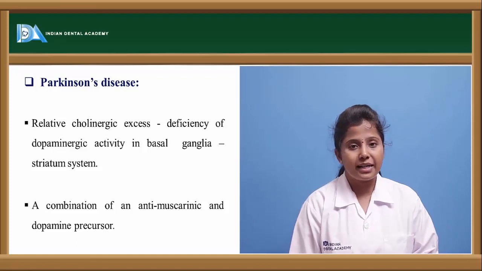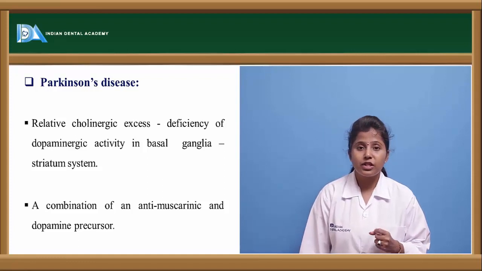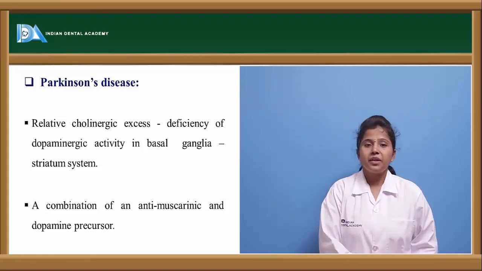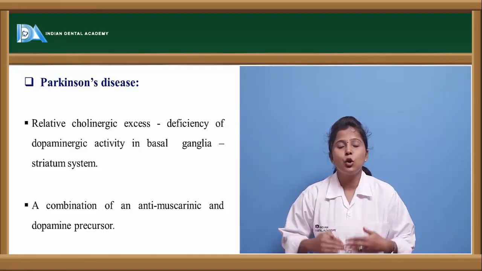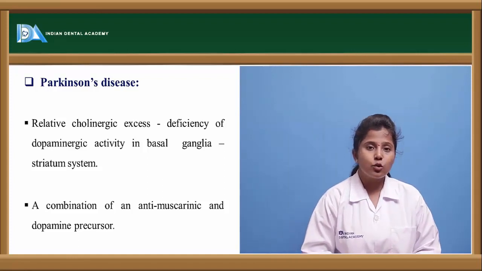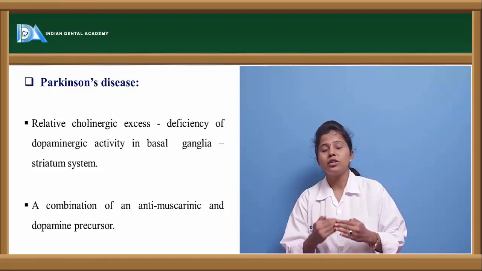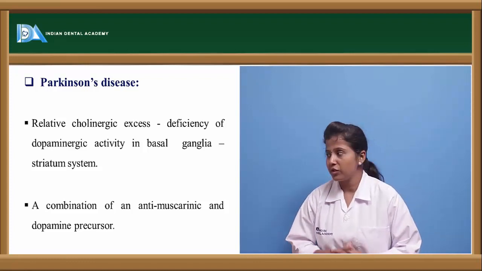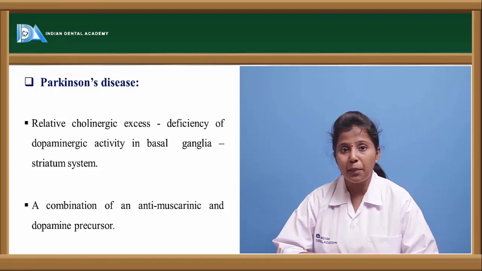Let us see the effects on Parkinson's disease. So what happens in Parkinson's disease? We saw a few of the antimuscarinic drugs which are used as anticholinergics for their anti-Parkinson's effect. In Parkinson's disease, there is decreased dopamine. When there are reduced dopamine levels in the brain, it leads to Parkinson's disease. If there is a relative cholinergic excess, that is, cholinergic stimulation in an excessive amount, it causes deficiency of dopaminergic activity, thereby showing its effect in Parkinson's disease.